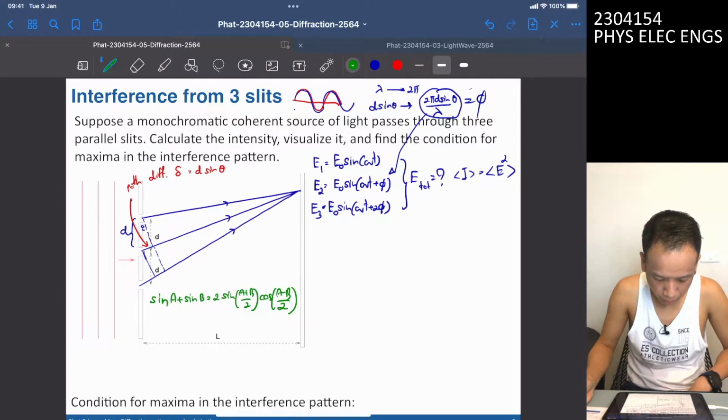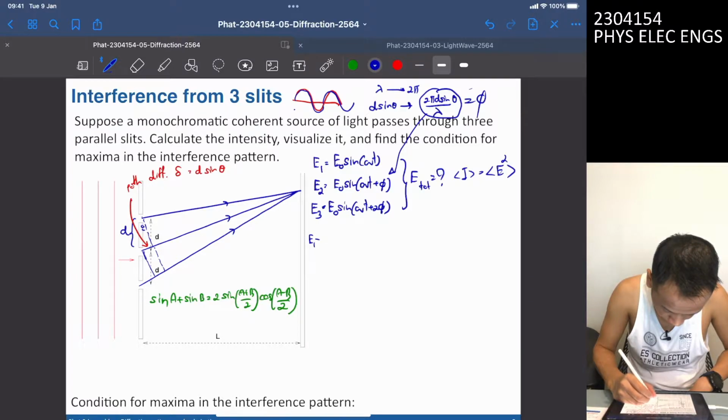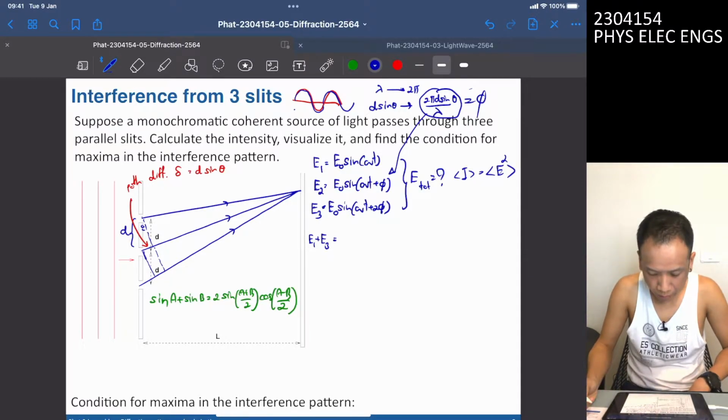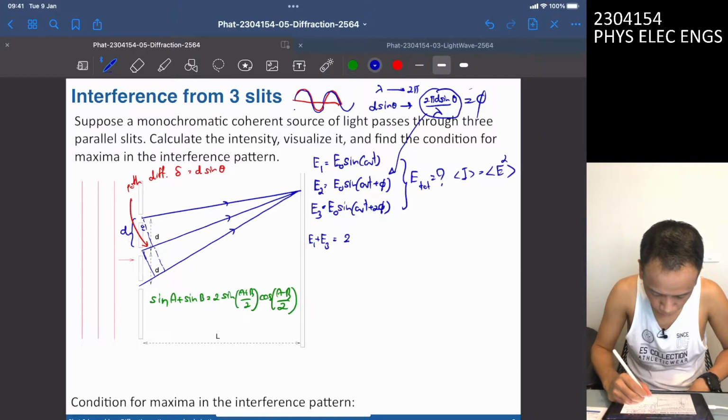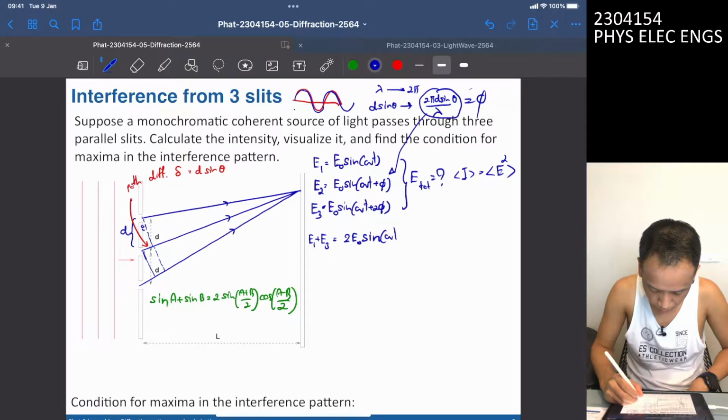Right. So we do first E1 plus E3. So you're going to get 2 E0 psi A plus B, right? Which is omega t plus 2 phi, divided by 2. So you're going to get omega t plus phi.